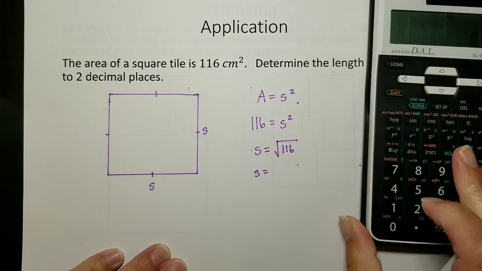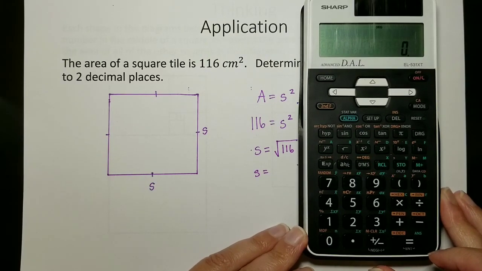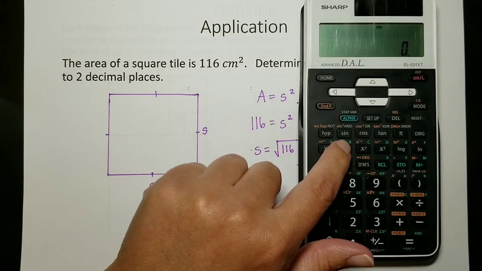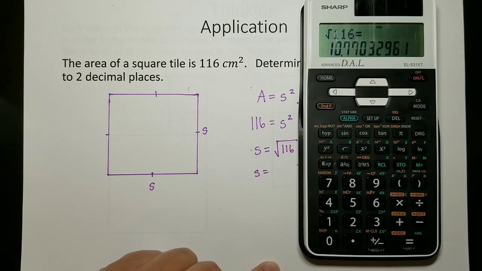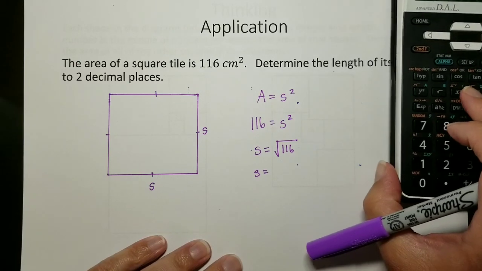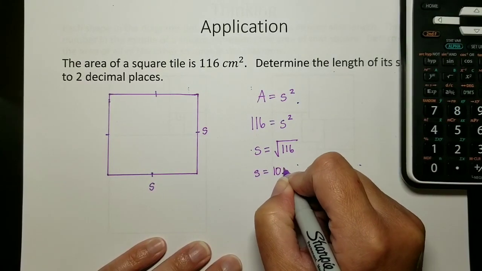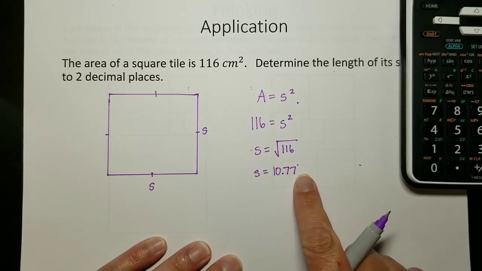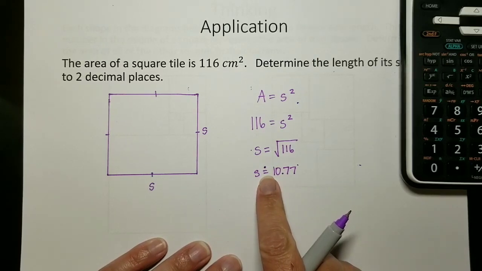If you maybe have a new calculator this year, or if you haven't done this yet, I want you to make sure that you can find the right button. So on this calculator, I have a square root sign button, and then I have to type in the 116 and push equals. So this comes out to 10.770. So it says determine to 2 decimal places. I'm going to put 10.77. The next number was a 0, so that won't round up. And I always want to put that dot above the equal sign to indicate if I rounded off.